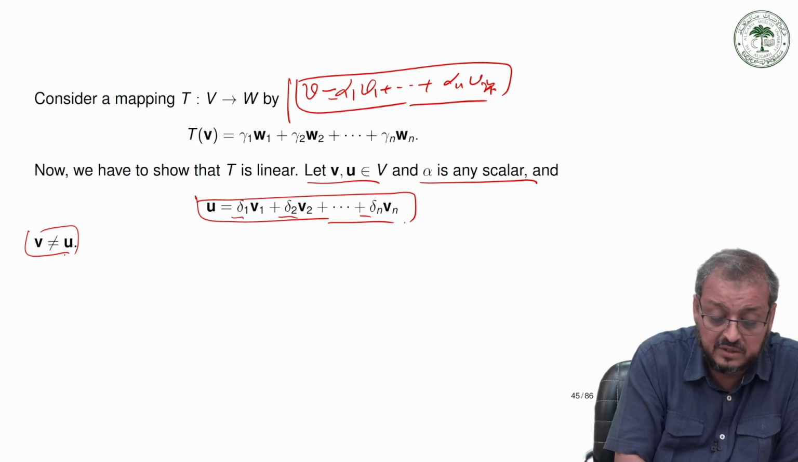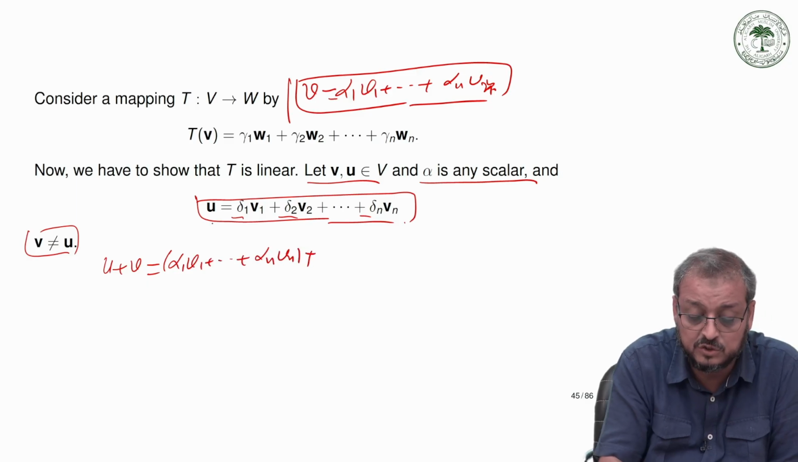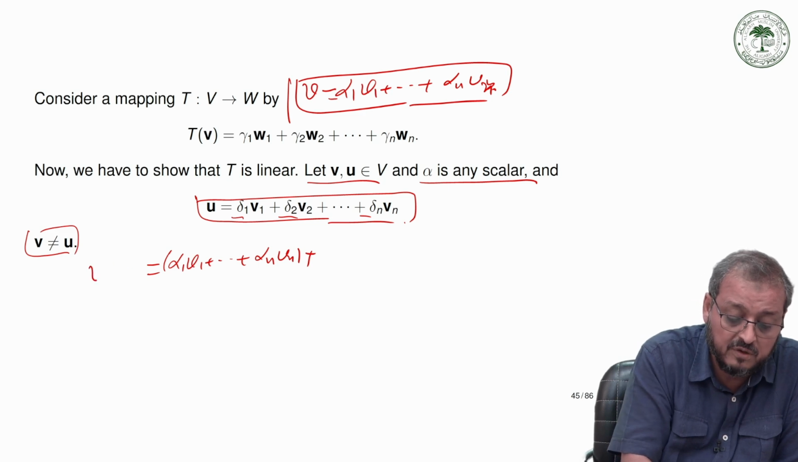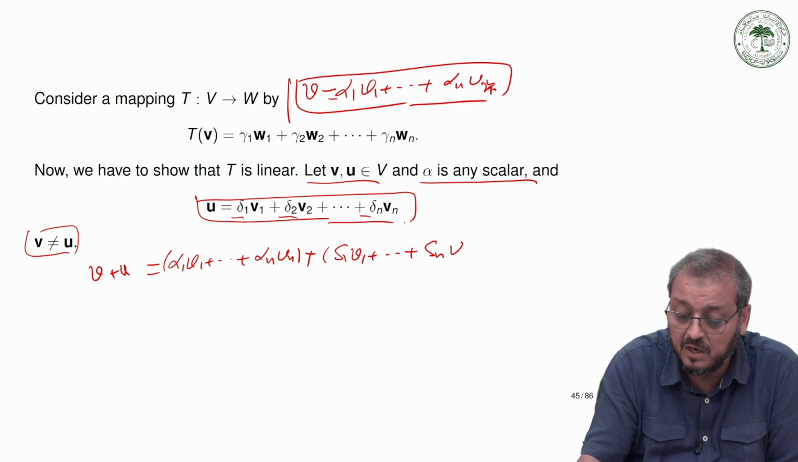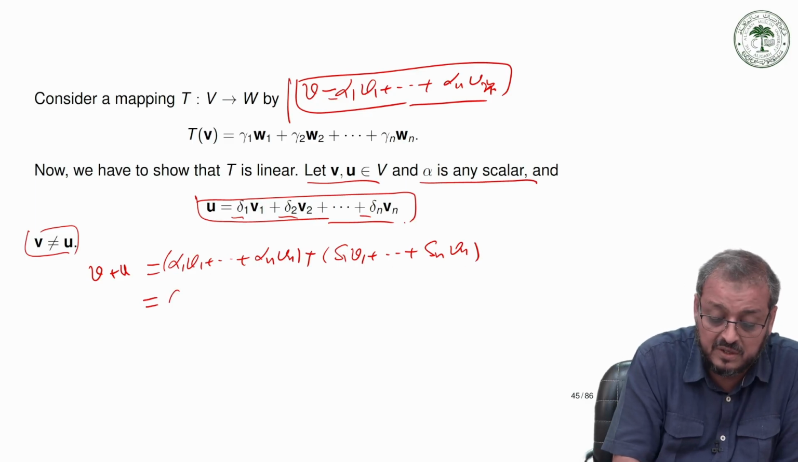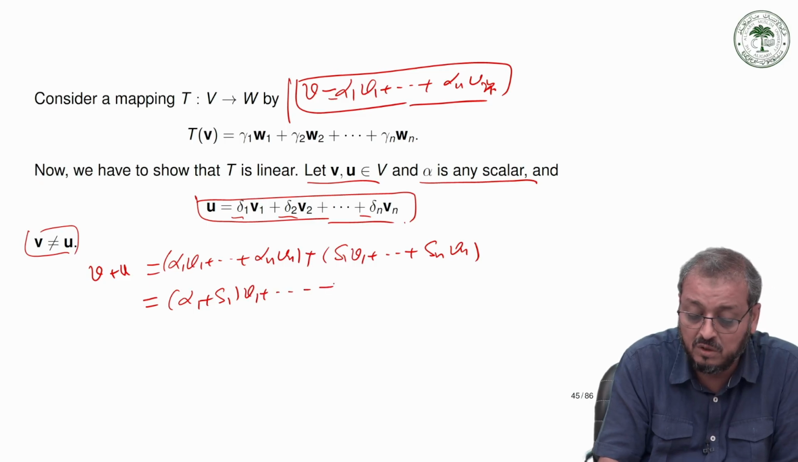Now we have to calculate U plus V. U plus V means alpha 1 V1 plus so on, alpha n Vn, plus U, which we write in the form of V plus U, that is delta 1 V1 plus so on, delta n Vn. Similarly, this can be written in the form alpha 1 plus delta 1 V1 plus so on, alpha n plus delta n Vn.